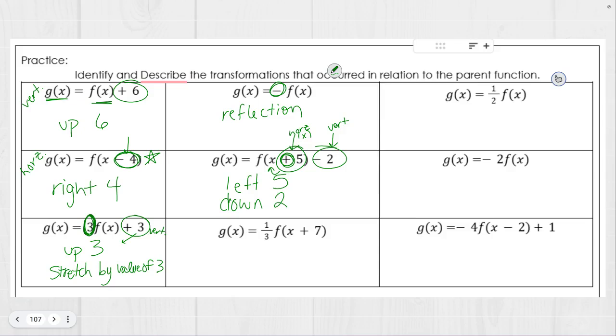The next one. Okay. If you're working ahead of me, that's great. Just make sure you are following the answers.